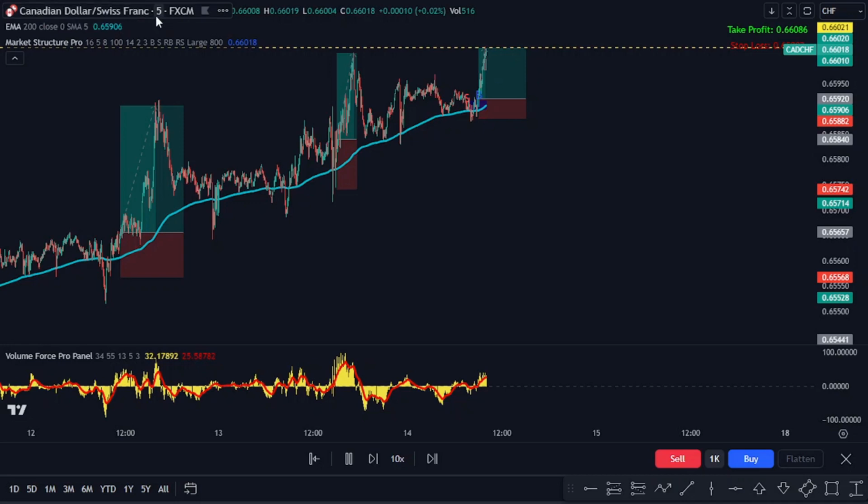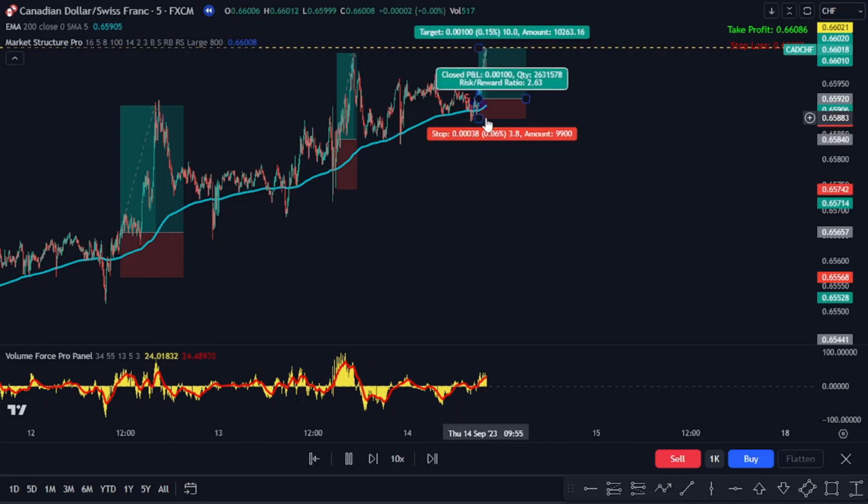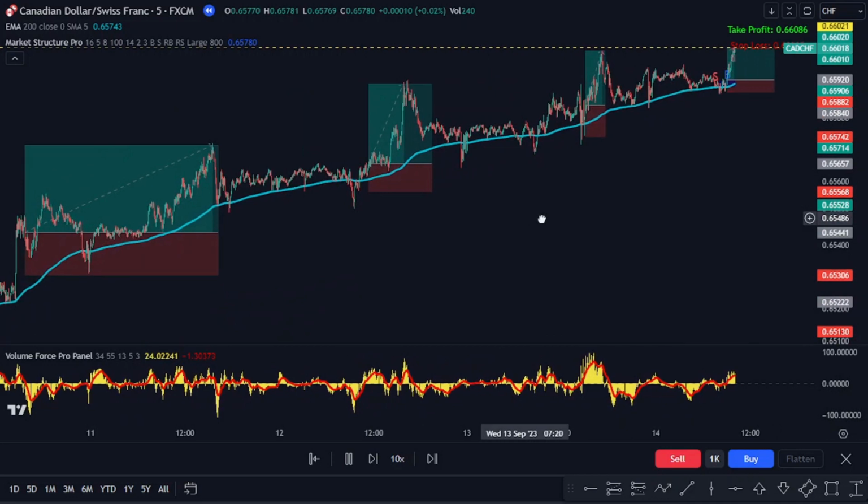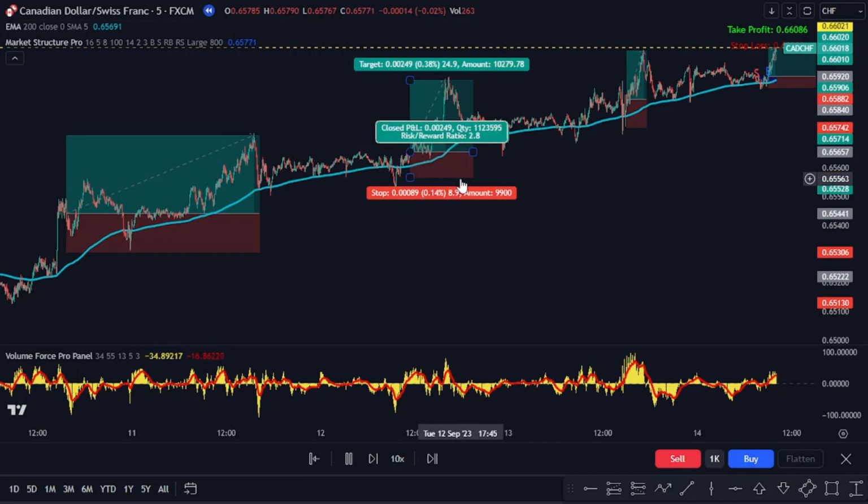Hey everyone! Are you searching for a game-changing indicator to enhance your trading strategy and identify trend reversals with precision? Look no further than the Market Structure Pro for TradingView.